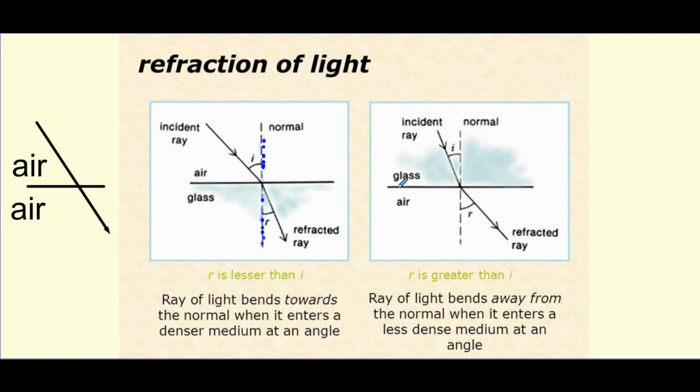On the opposite end, you can go from something like glass to air. In this case, you're going from something that's more dense to something that is less dense. And so whenever you go from more to less, you're going to do the opposite. Instead of bending towards the normal, like they did over here, you're going to bend away from the normal. So let's look. We've got the incident light coming in, and it should go straight through in the same line. But since you go from more dense to less dense, it's going to move away from this normal line. So it moves out.